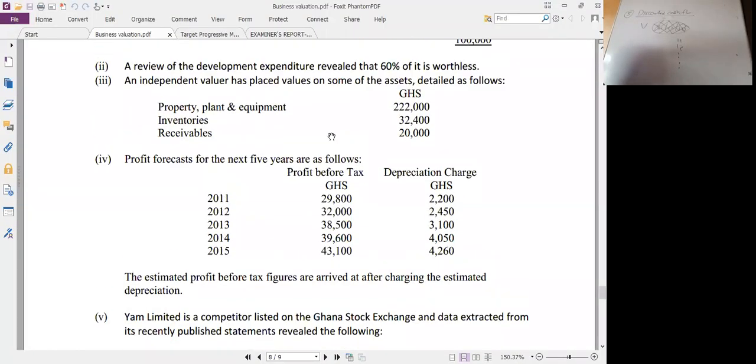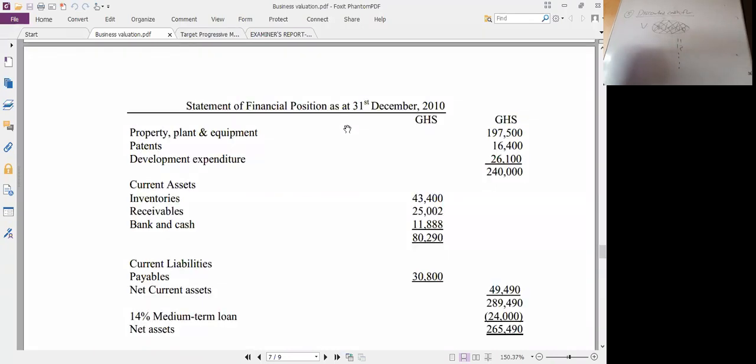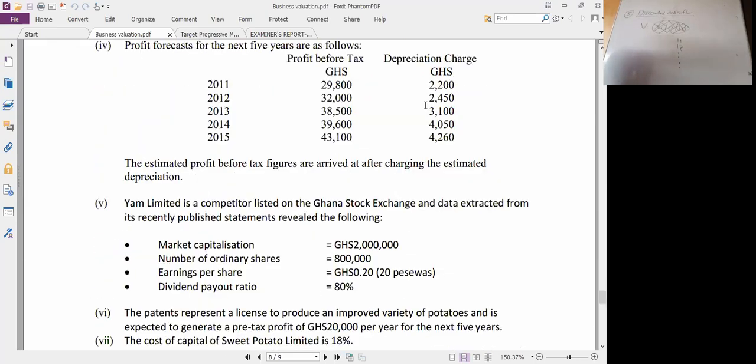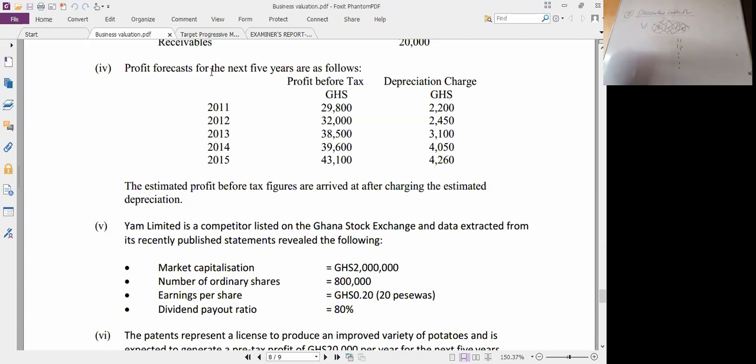So we are doing the valuation when, let's go and see the financial statement date. 31st December 2010. So I will pick cash flows 1 year from now. I will not include 2010's cash flow. No. So I have to include 31st December 2011 from that year going. So if you check note 4, they say profit forecast for the next 5 years as follows.